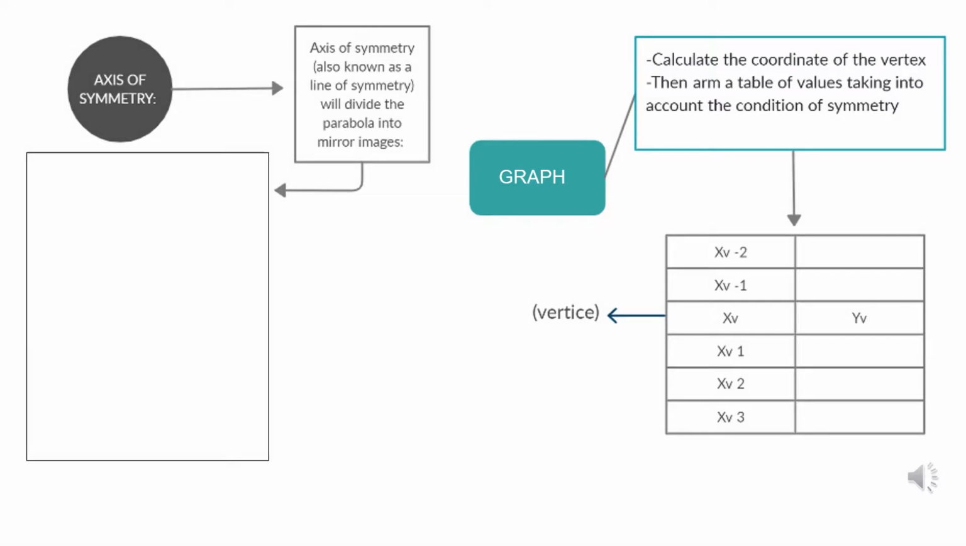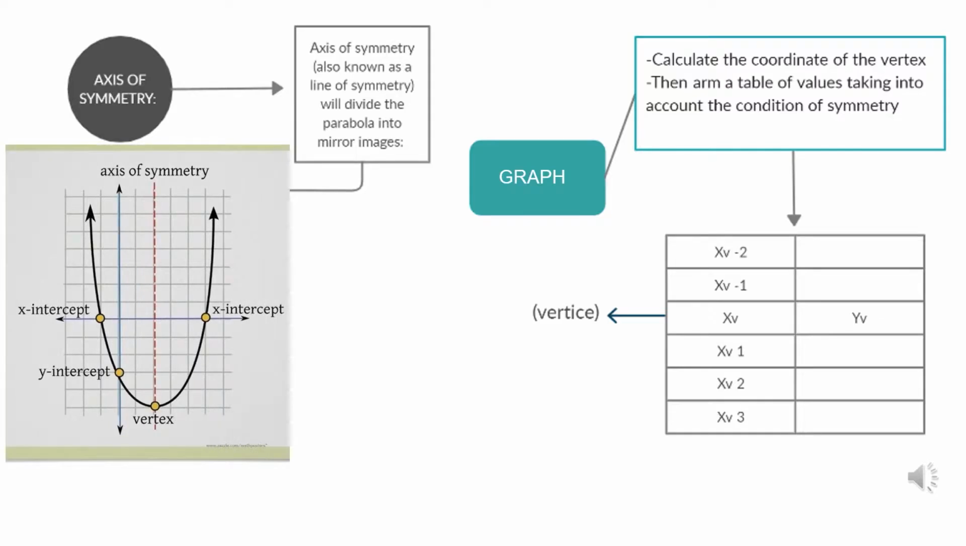Axis of symmetry, also known as a line of symmetry, will divide the parabola into mirror images. The graph calculates the coordinates of the vertex and then makes a table of values taking into account the condition of symmetry.